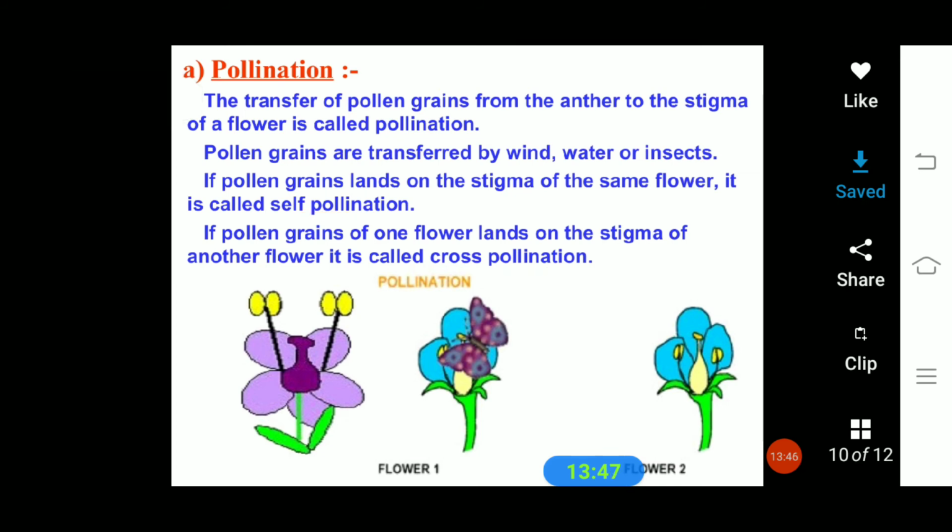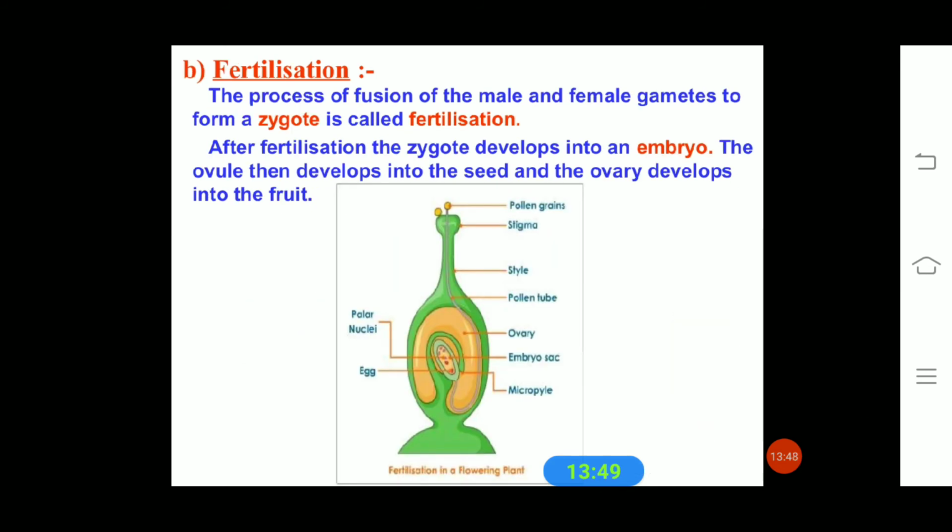Okay, so this is about pollination. Next is fertilization. In sexual reproduction, the male reproductive cell, that is the pollen grain, and the female reproductive cell in the ovary fuse together and form a zygote. That is the fusion of male and female reproductive cells to form a zygote. How are these cells transferred? By the process of pollination. Pollen grains are transferred to the stigma of the flower.